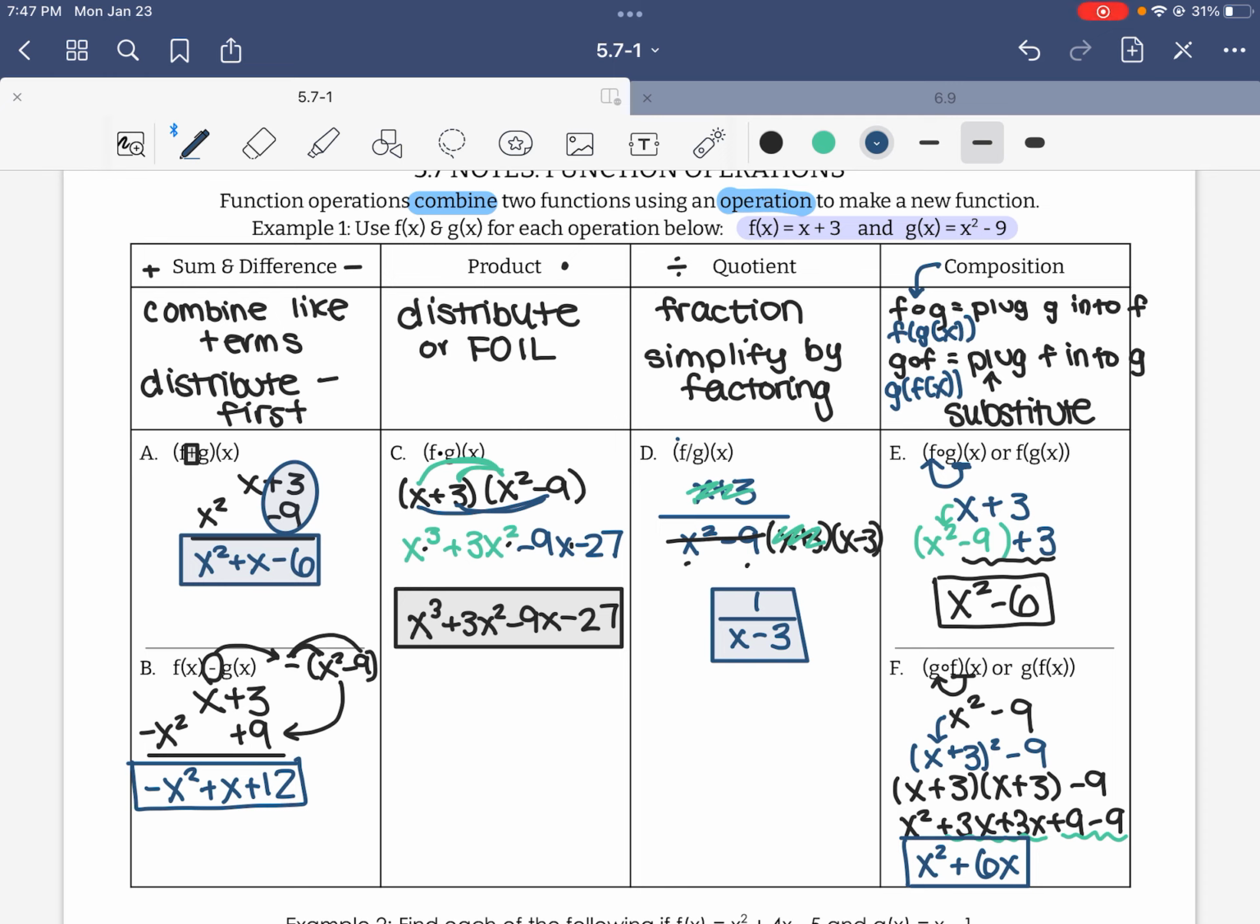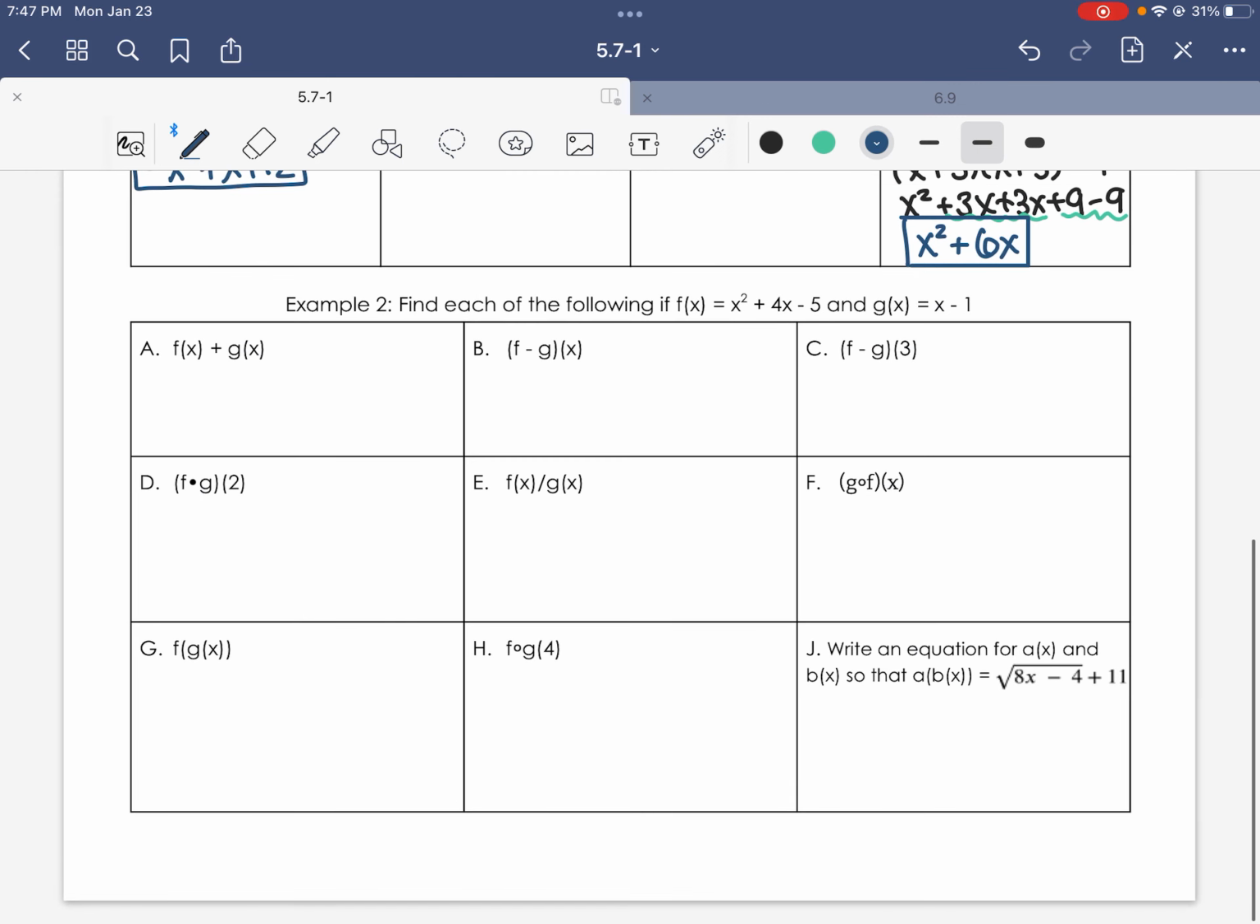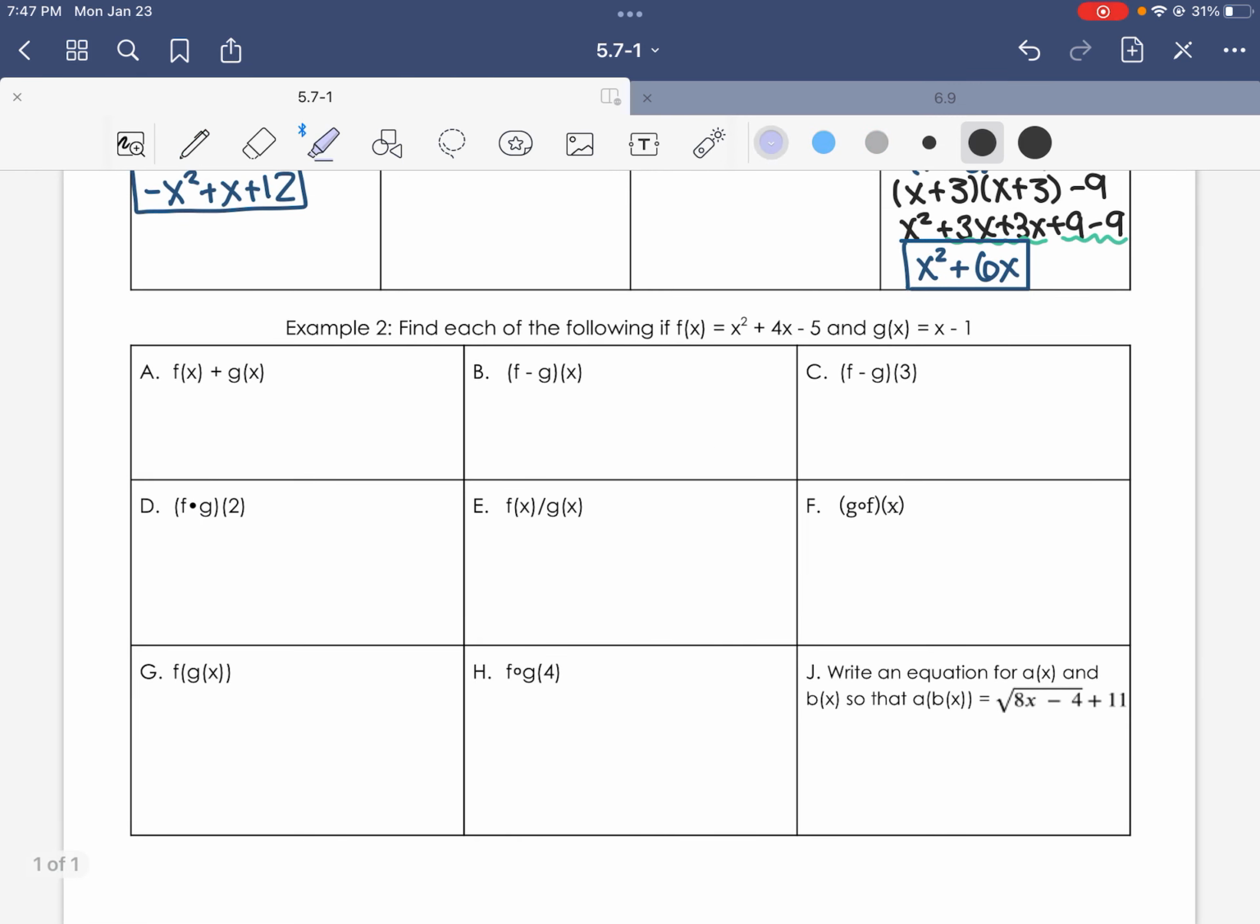What we're going to do down below is just practice. Each problem on your assignment gives you the f of x and the g of x up here, so make sure you're paying attention to the directions. For part A, it just wants you to add them together, f plus g. So I'm simply going to write f of x, x squared plus 4x minus 5, and underneath, g of x, which is x minus 1. And I'm simply going to add together my like terms. So the x squared stays the same, 4x plus 1x is 5x, and negative 5 minus 1 is negative 6.